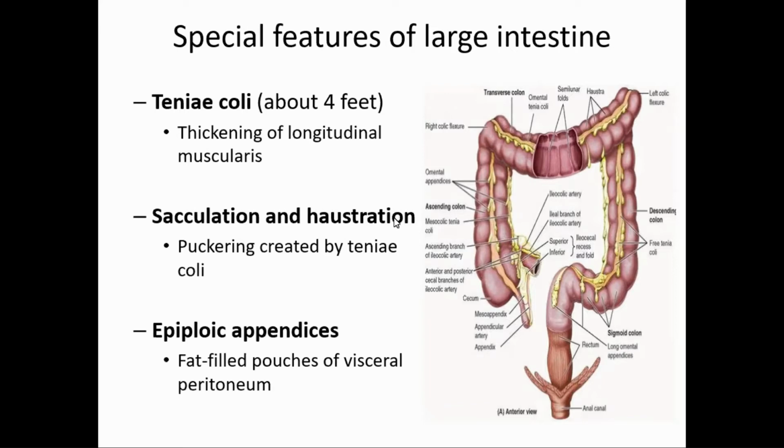Sacculation and haustration, how are they formed? The length of the circular layer of the muscle is more than the length of the longitudinal muscles, and the longer circular muscles have to fit within the short length of the longitudinal muscles. Because of that reason, the colon is puckered by the Taenia coli. It is named sacculation and haustration, and the fat-filled pouches are called the appendices epiploicae, or the epiploic appendices.